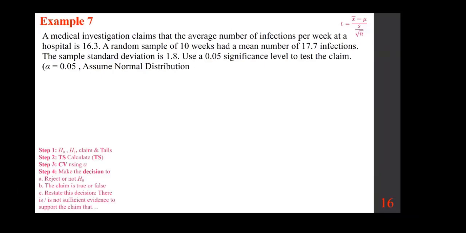Here's the next one. A medical investigation claims that the average number of infections per week at a hospital is 16.3. A random sample of 10 weeks had a mean number of 17.7 infections. The sample standard deviation is 1.8. Use a 0.05 significance level to test the claim. Alpha is equal to 0.05, assume normal distribution. It's important to see what happens here. According to this, the average is 16.3. It refers to mu. We have a random sample of 10. That's n. Those 10 samples had a mean of 17.7, which is x bar.